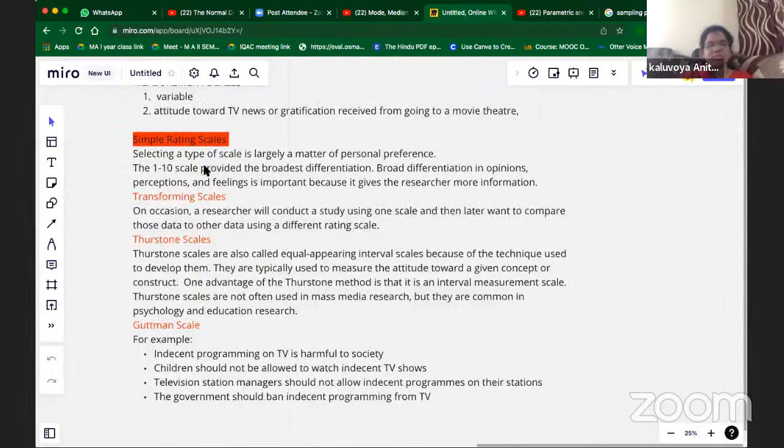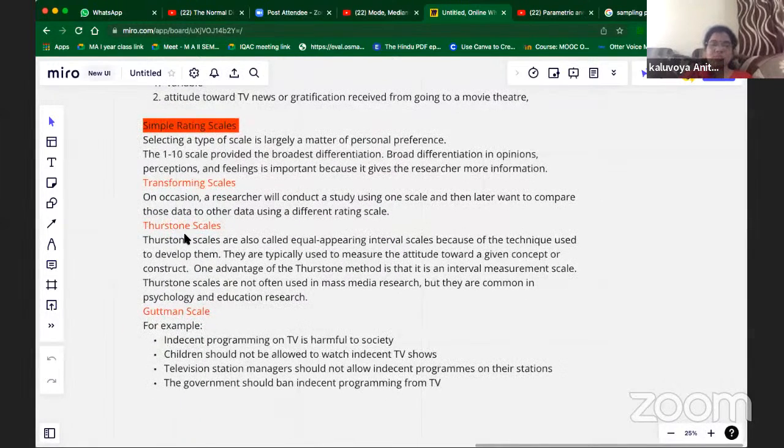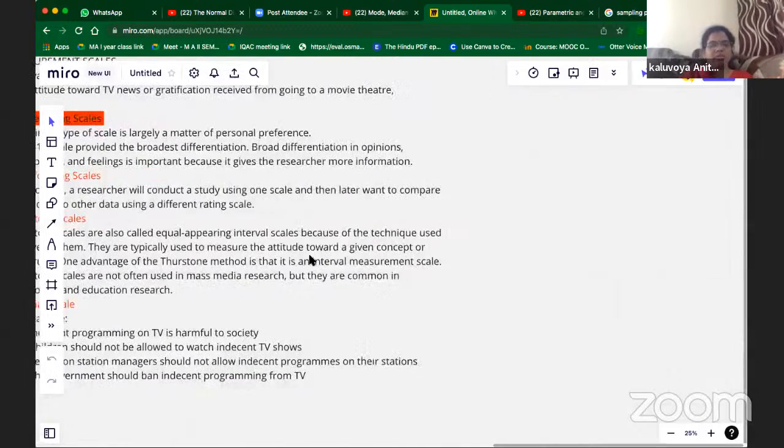Under that, we discussed simple rating scale. We discussed transformation scale, Thurstone scale, and also Guttman scale. I think we also tried to understand what are the nominal, ordinal, interval, and ratio scales. Also, when you are preparing a questionnaire, it is important how you arrange things in a questionnaire, and what type of measurement scale you take to test your data or your respondents. So this is very important with regards to that.